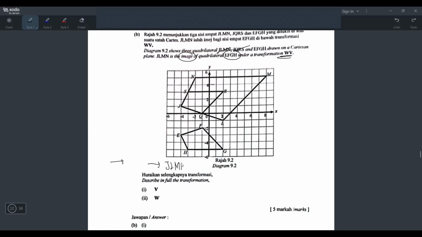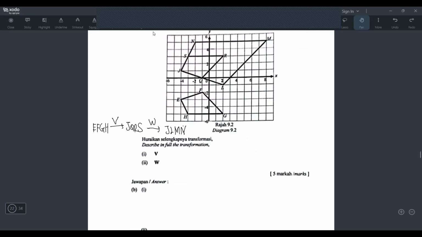JLMN is the last one because it says this is the image for EFGH. But why two arrows? Because two transformations WV. It means the first one is V, the second one is W. So the first one is V followed by W like that. Then what about the middle one? Okay, who hasn't been named? EFGH has been named, write in front. JLMN, the big one, also write at the back already. So the missing one here is the JQRS. So that must be the middle one. Then you write here.